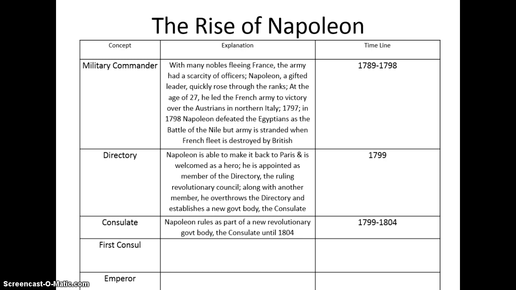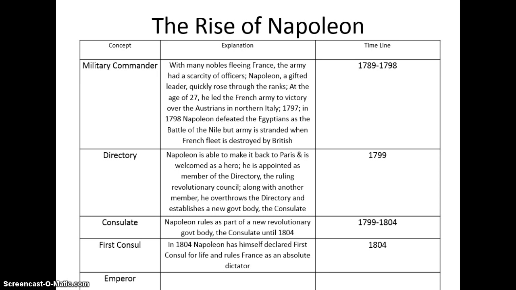Napoleon rules this new revolutionary government body as the consul, and he remains first consul until 1804, and then in 1804 he has himself declared first consul for life and basically rules France as an absolute dictator. And this is ironic because the revolution comes full circle.